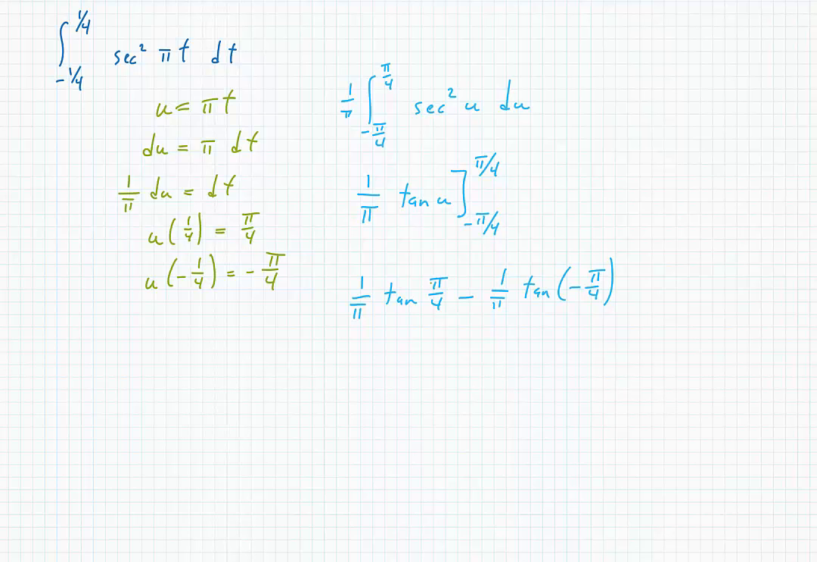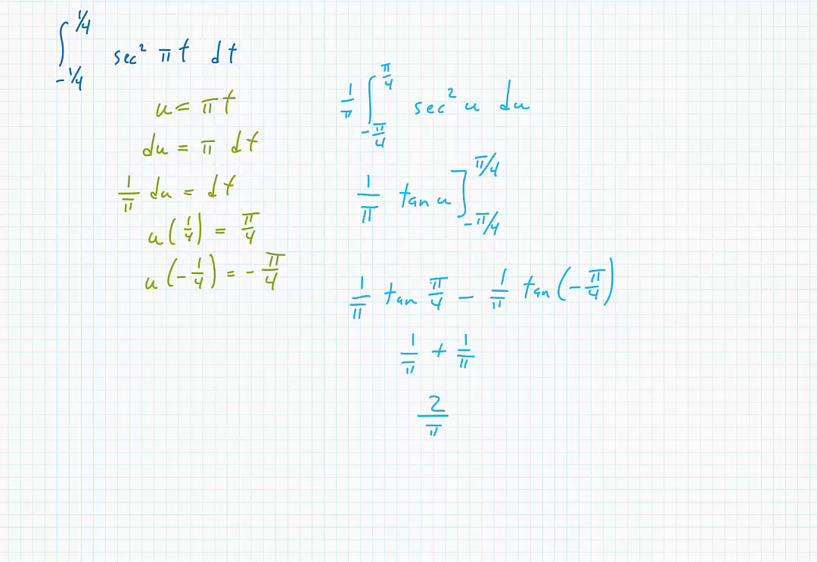Now the tangent of pi over 4 is 1, so we're going to end up with 1 over pi. The tangent of negative pi over 4 is going to be negative 1, so we're going to end up adding 1 over pi. And it looks like we should end up with 2 over pi when we're done here.